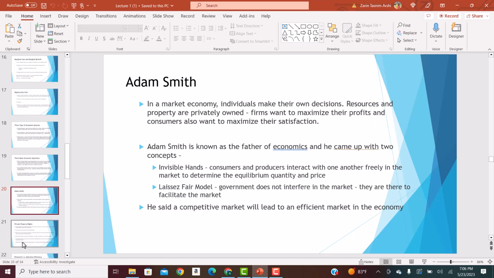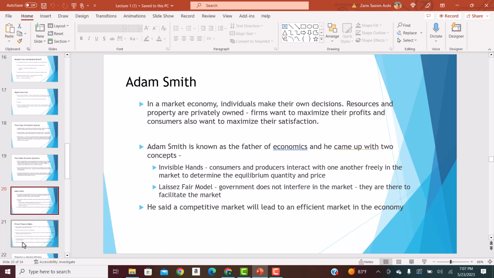So Adam Smith, he was the first economist, and he was the one who came up with the concept of economics. He actually recommended and talked about free economy. He said that a free economy is most efficient where individuals can make their own decisions and resources and property are privately owned. There are two main concepts that he talked about. First one is invisible hand. What that means is producers and buyers will interact freely in the market without any intervention. So there's free forces acting between buyers and sellers. They negotiate, they decide upon a price, and then a transaction of goods and services takes place.